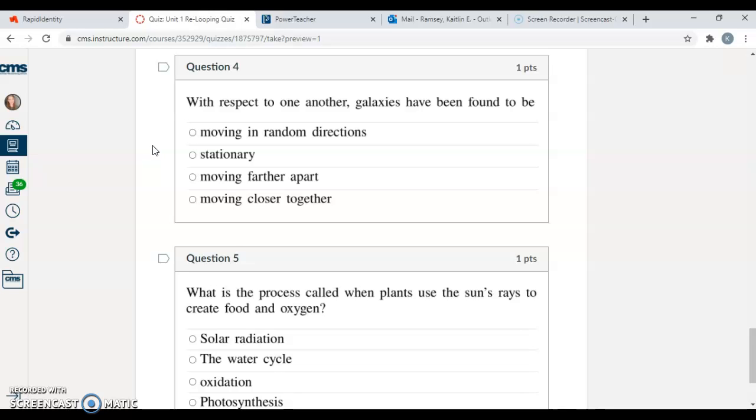So knowing that the universe is expanding, it should make sense for our galaxies to be moving in a certain direction in relation to each other, right? So think of expanding. Think of that experiment we did where I drew the dots on the balloon, and then when I blew the balloon up, those dots moved either away from each other or towards each other. So give that a thought, pause, and make your selection for question 4.